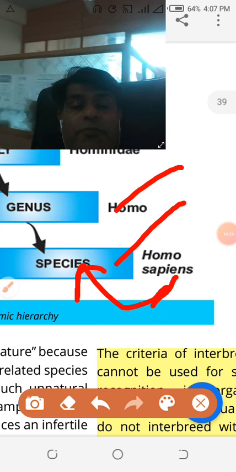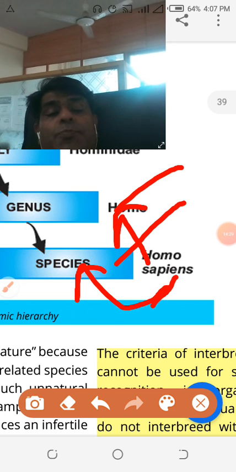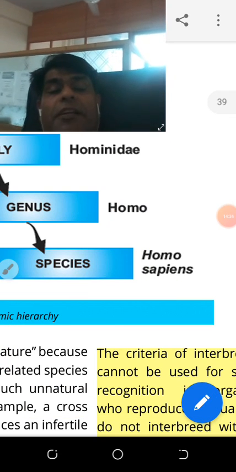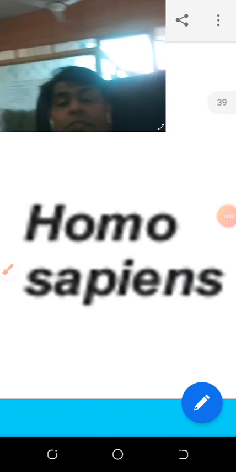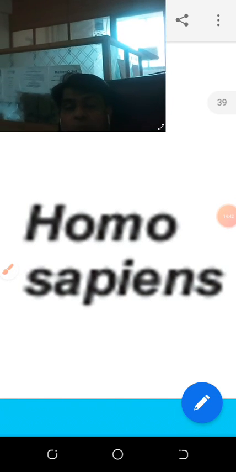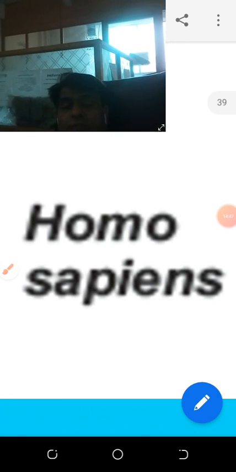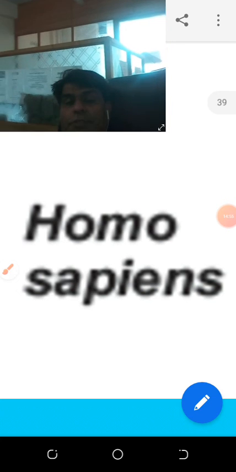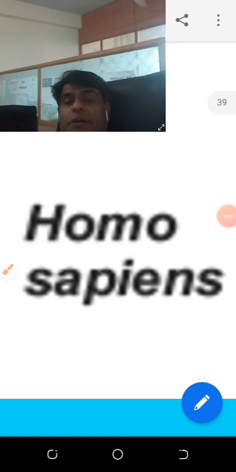The complete name of the human being is genus name in capital letter, capital H. Genus name in the capital letter, species name in the small letter, sapiens. Species name in the small letter, genus name in the capital letter, you are watching. Homo is the genus name of the human being. Sapiens is the species name, first alphabet of the species is S. First alphabet of the genus is capital H. So this is the biological name of the human being.